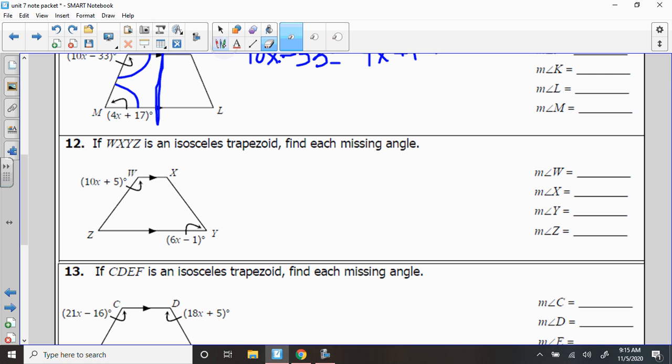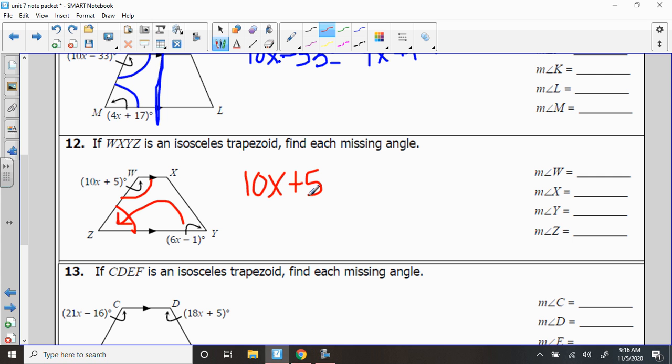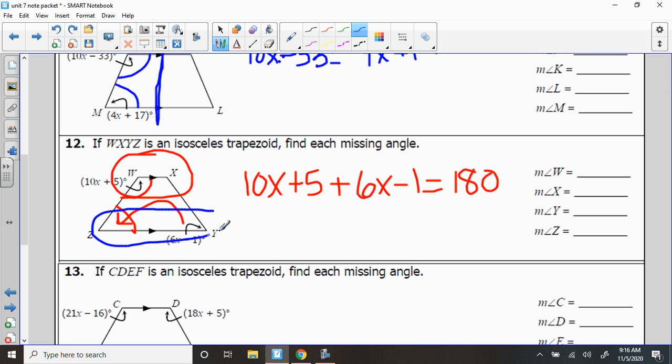Or you can say, I'm going to put this over here, and these add up to 180. Either way, your equation is the same. That 10x plus 5 is going to be added to the 6x minus 1 to equal 180. That is how you would get X. And then you'd plug X in to find W and X. So these two are equal, and then Y and Z are the same as well.